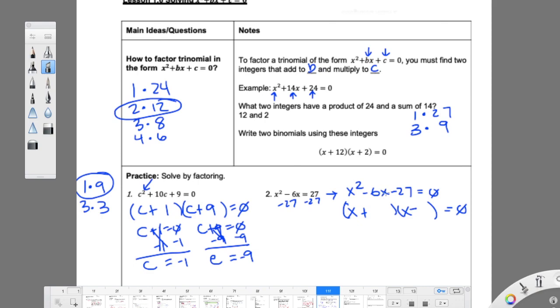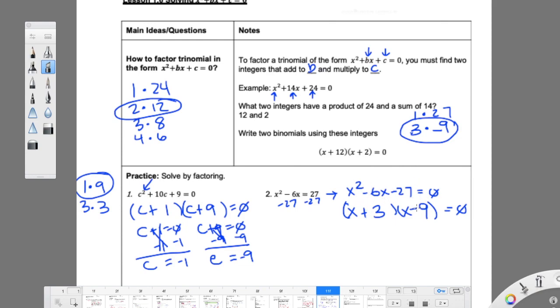When I look at these guys, I want to make sure the bigger number is negative. Because negative 9 plus 3 gets me negative 6. So I'm going to put the 9 by the negative and the 3 by the positive. So you have to pay attention to that once you start getting these negatives. It's not just plus and plus anymore. Now I have to make sure I put it in the right place.